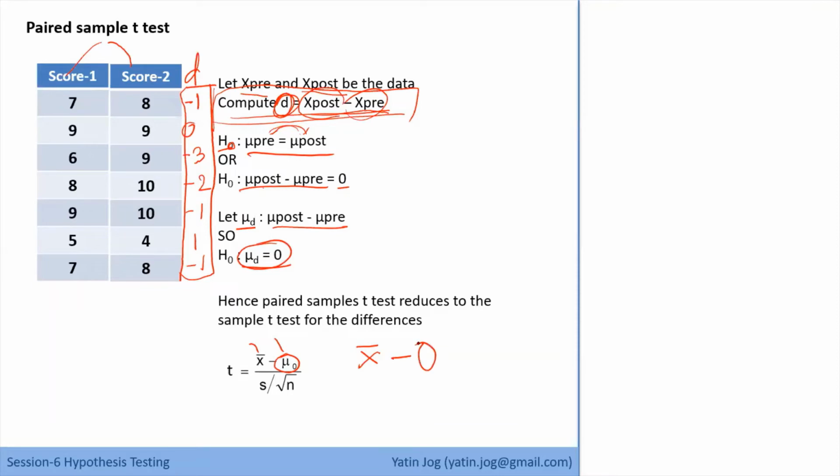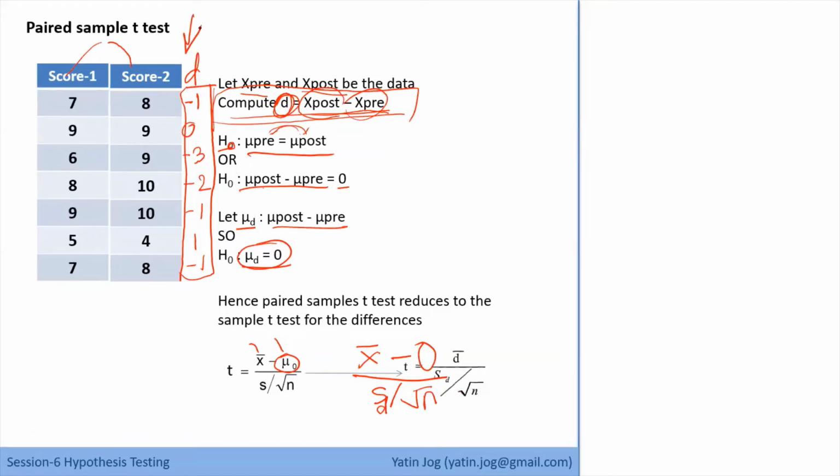In this case, it is 0. For paired sample, it has to be 0 because that is what the paired sample hypothesis says. Divided by s, the standard deviation, divided by root n, so it remains as it is. But the standard deviation is for the difference column. This column. The standard deviation is for the difference column.